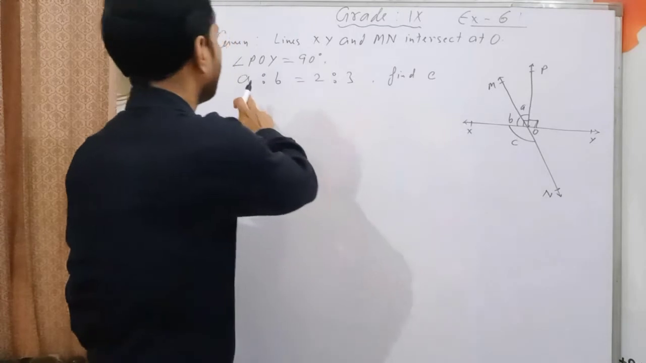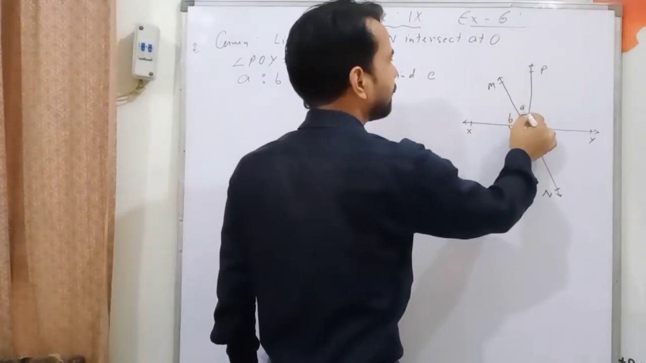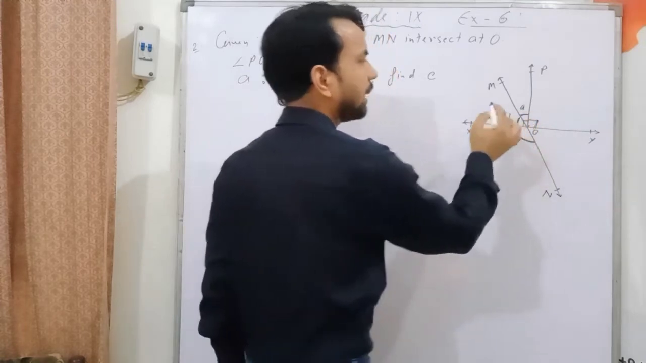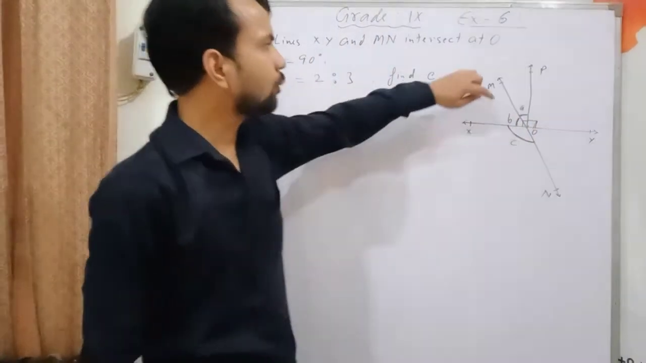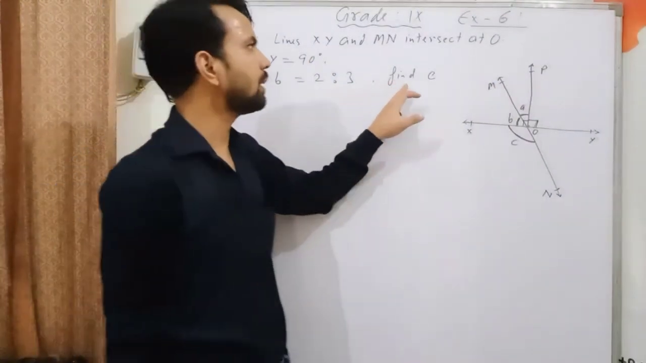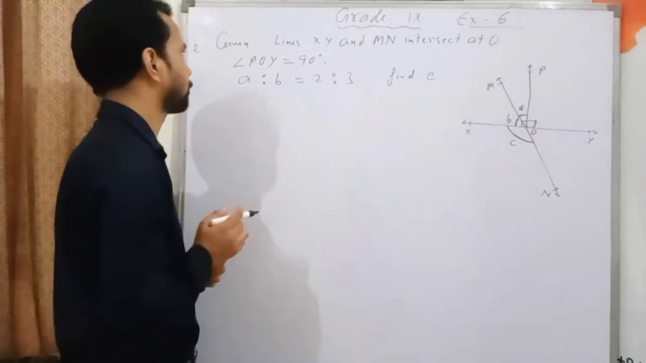And given that A is to B is 2 is to 3, means this angle is represented by A and this angle is represented by B and this angle is represented by C. And the ratio of A and B is given 2 is to 3, then question is saying find the value of C. So how can we solve this question?